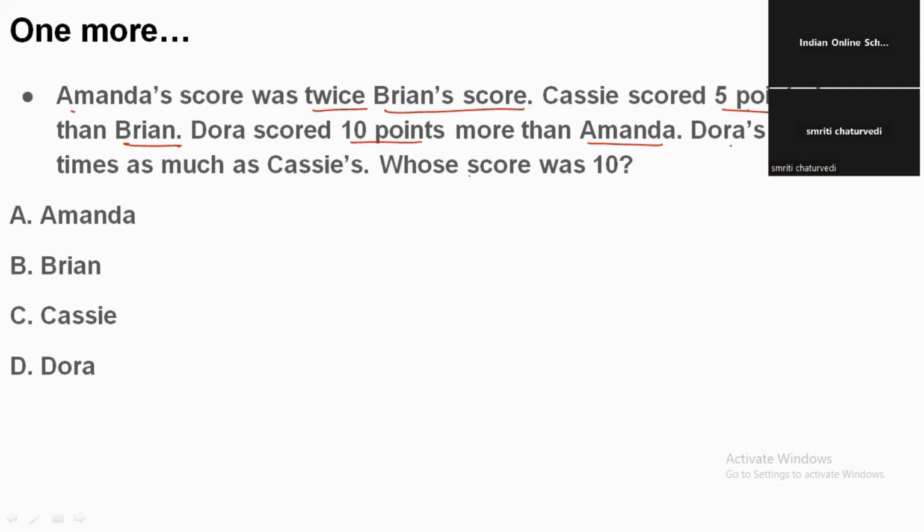Whenever the question is like this, we will try to divide the question into simple parts. So first we will go with this. Amanda's score was twice Brian's score. Let's take Amanda's score as A, Brian's as B, Casey's as C, and Dora as D.